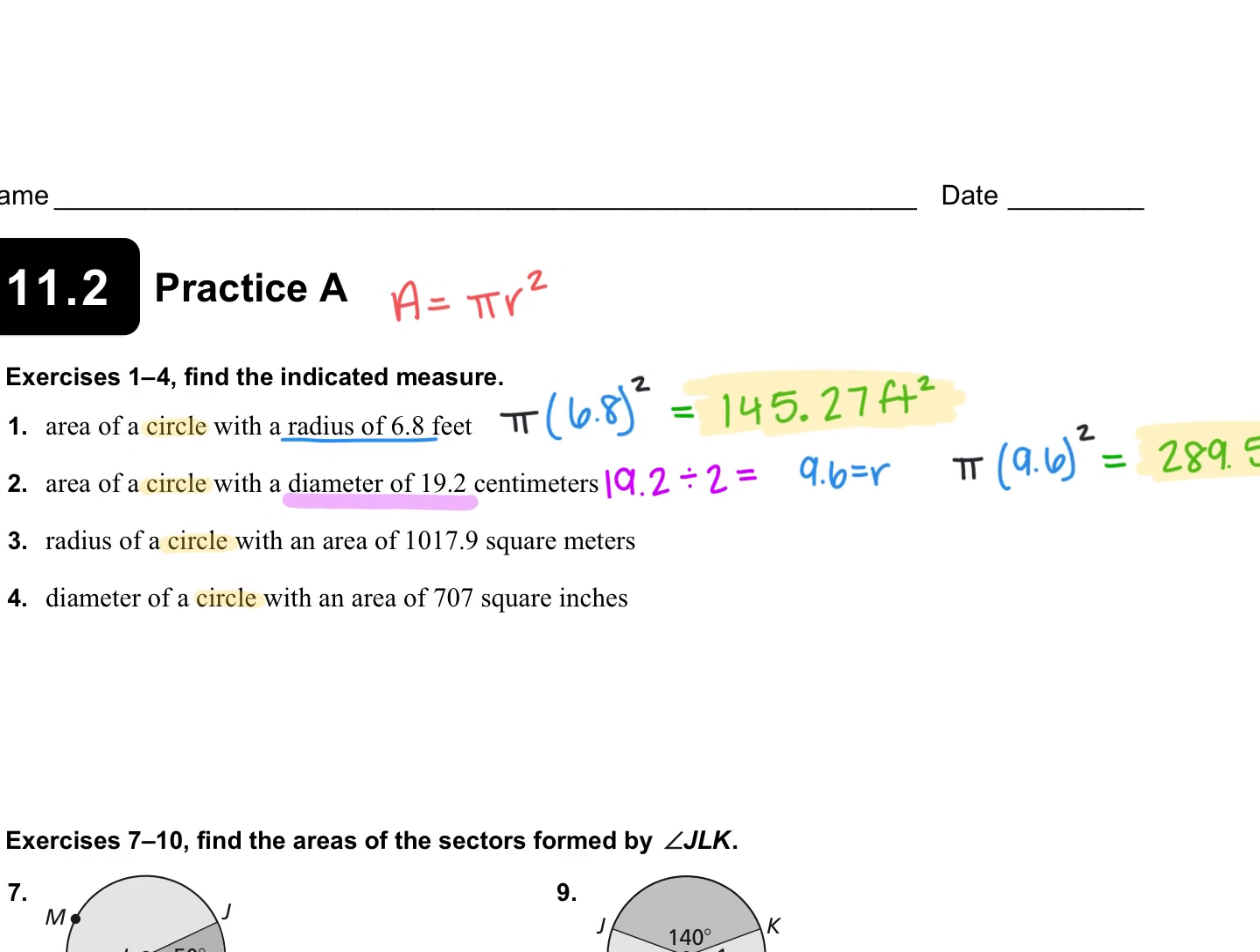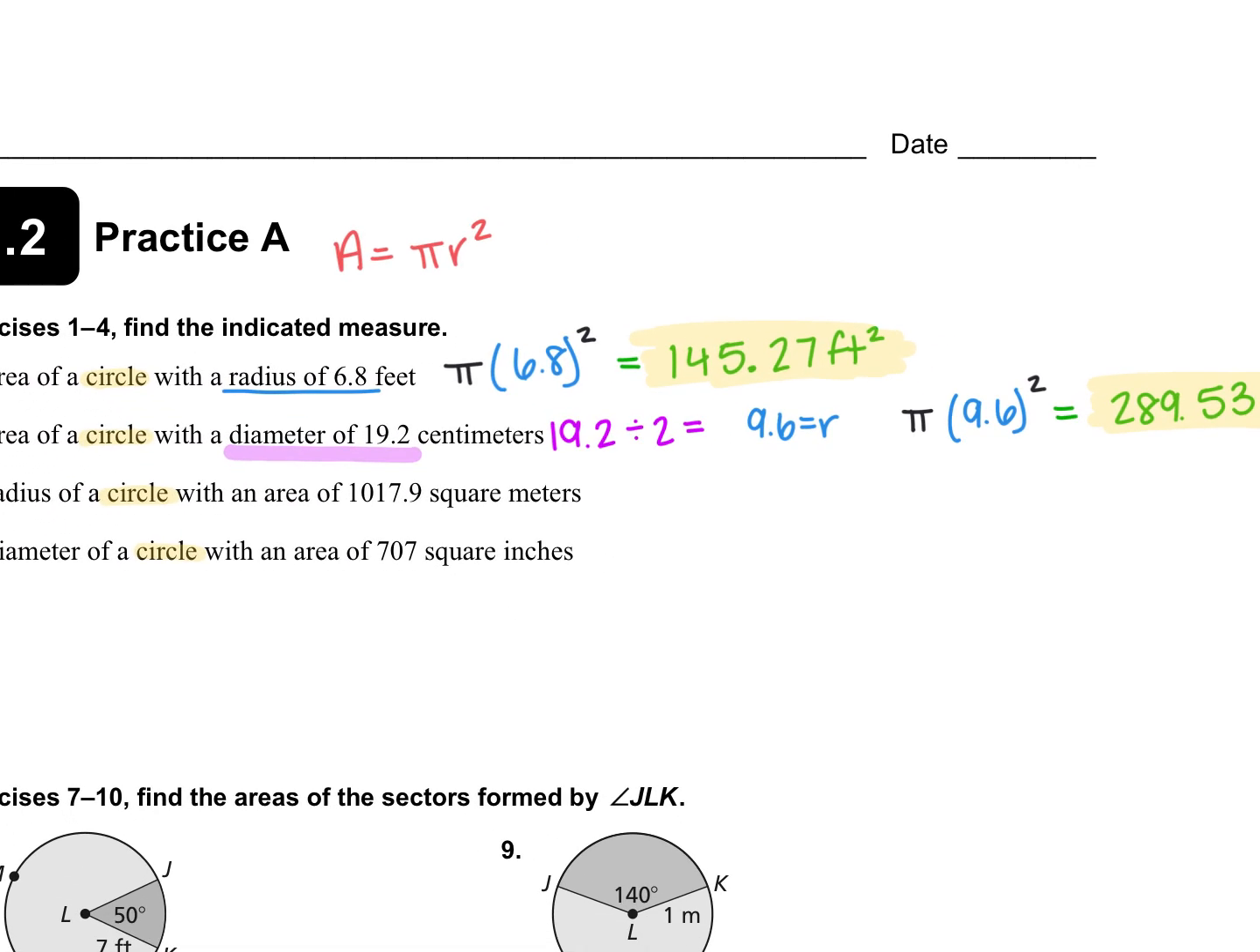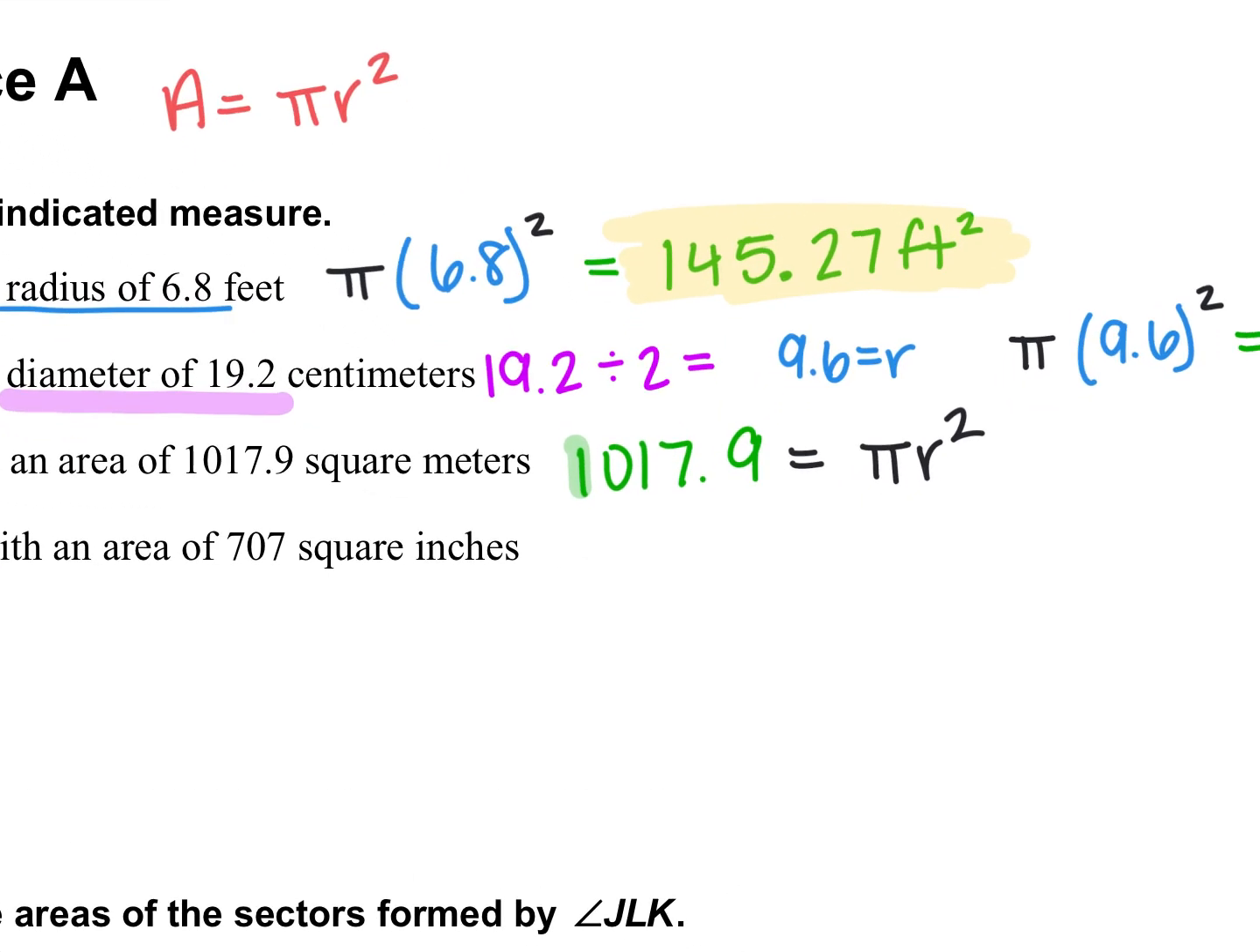All right, now this one says the radius of a circle. Okay, radius of a circle with the area that is 1,017.9 square meters. So now they're giving me my area. They're saying your area is 1017.9. And I'm writing it as equals pi r squared. I'm trying to solve for my radius. So looking at this one, how do I get my r by itself? What do I have to do first? Divide by pi. Good, I'm going to go ahead and divide both sides by pi.